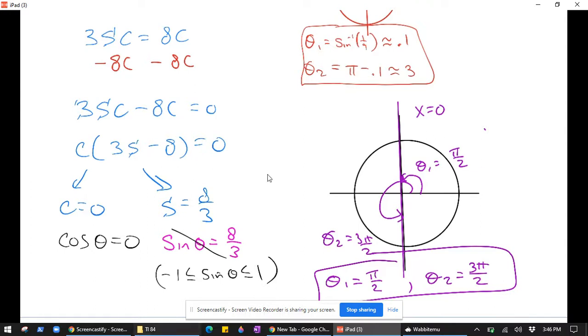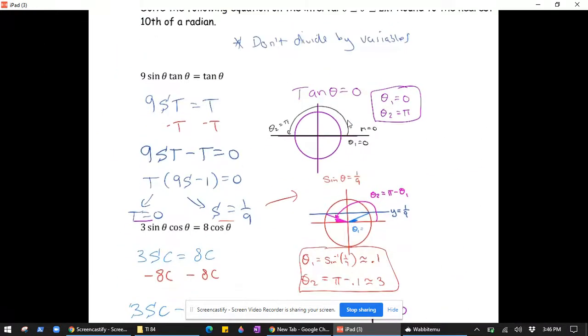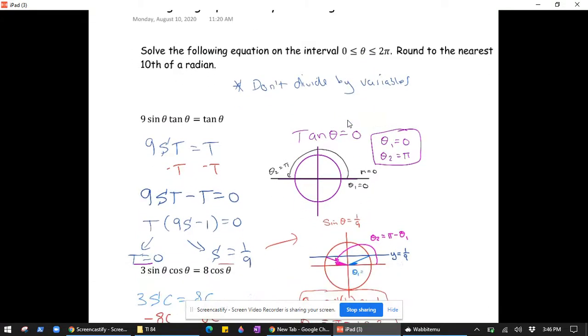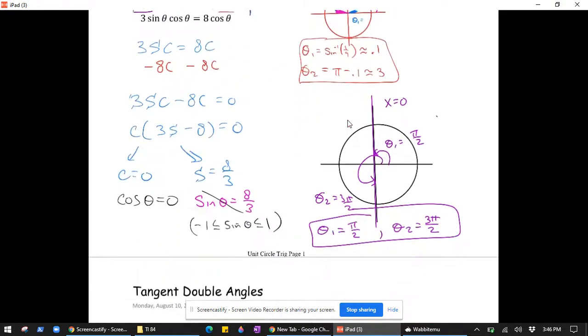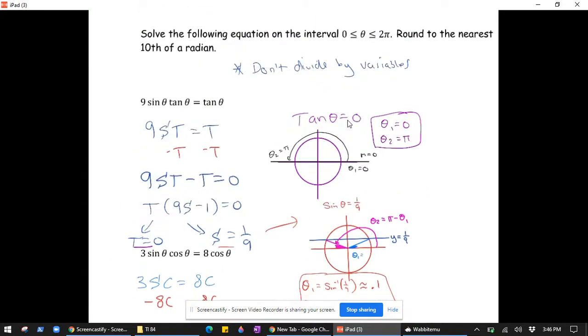Okay, and so that is how you solve trig equations by factoring out the greatest common factor. Good luck.